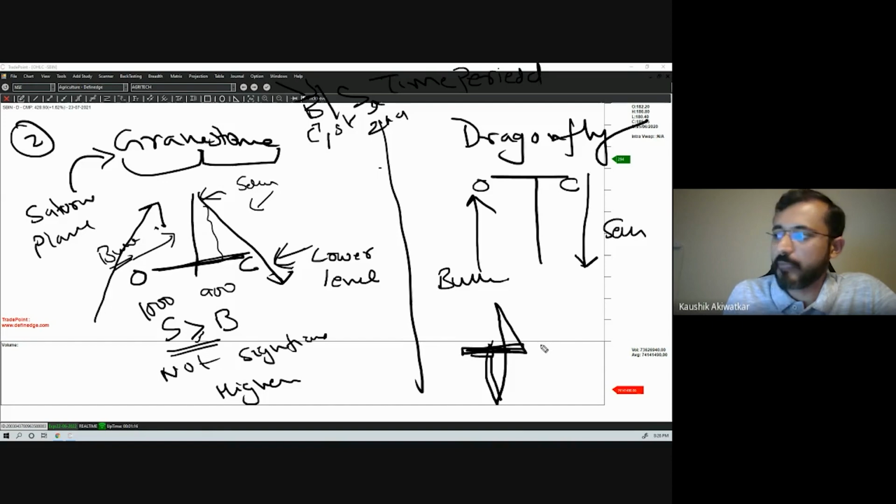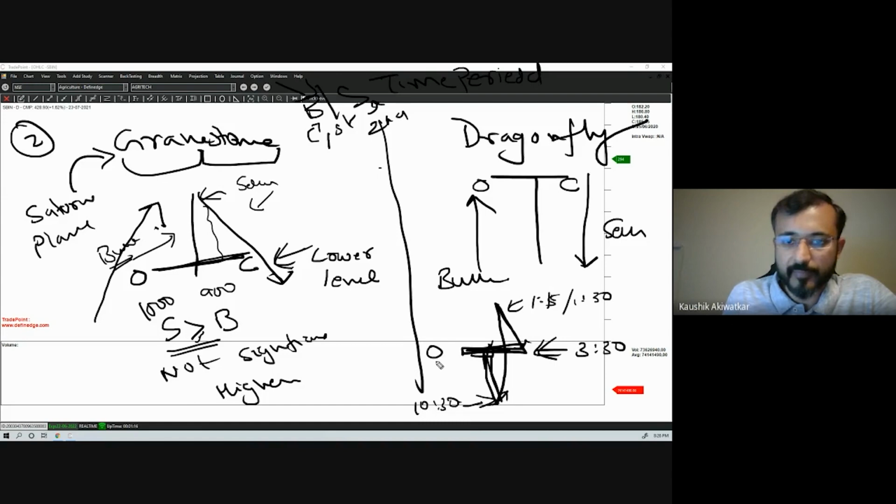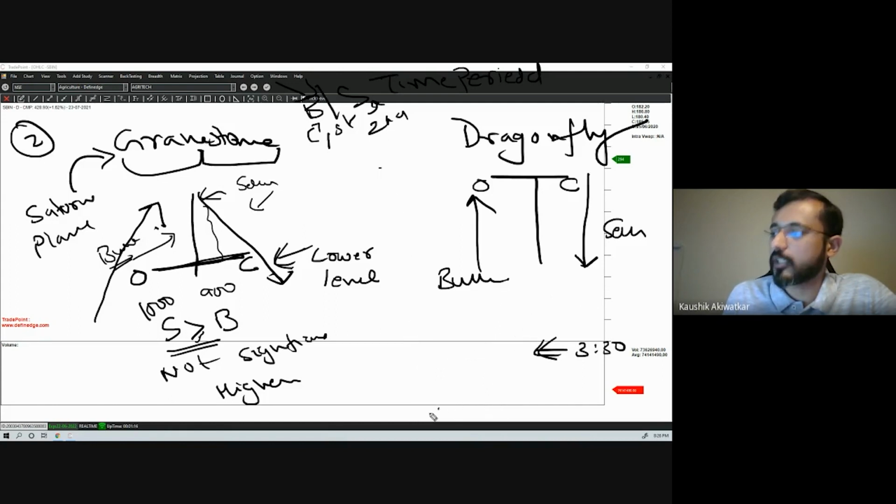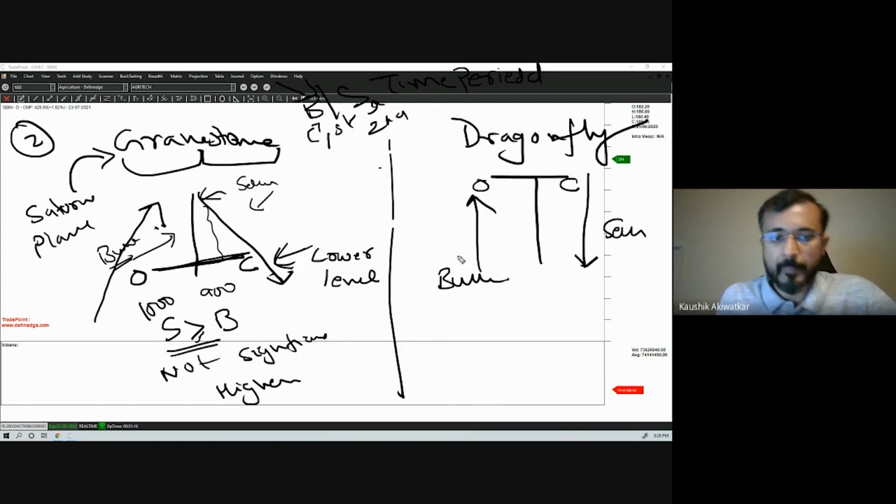It depends on at what time period you are checking. So if you see in the first half, when it came here, this low was made at 10:30, and from 10:30 it started going up. It went up till 1:15, 1:30 was the time, and then started retracing back. And at 3:30 it closed somewhere near the opening price. Right. So this is what you have to understand from the doji. We never know whether high was made first or low was made first. Right. You'll get to know after the chart is completed.